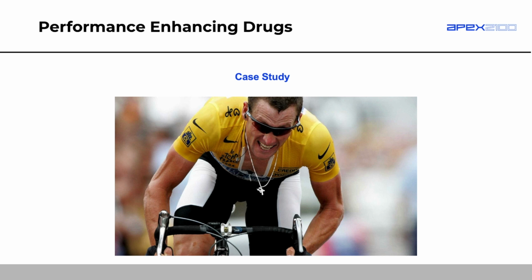Okay, we're going to talk about performance-enhancing drugs now for a minute, because this has a very strong crossover with the endocrine system, because normally performance-enhancing drugs are hormones. So we're going to look at Lance Armstrong's first of all and see what he was caught taking.